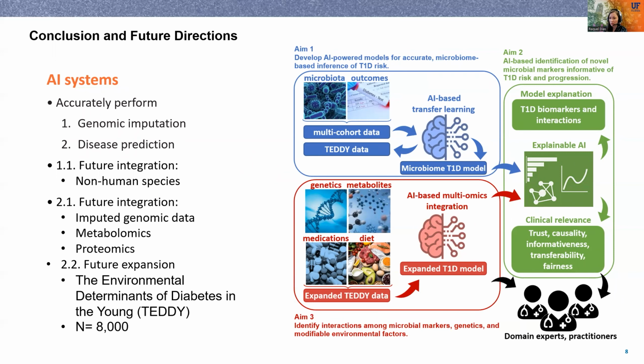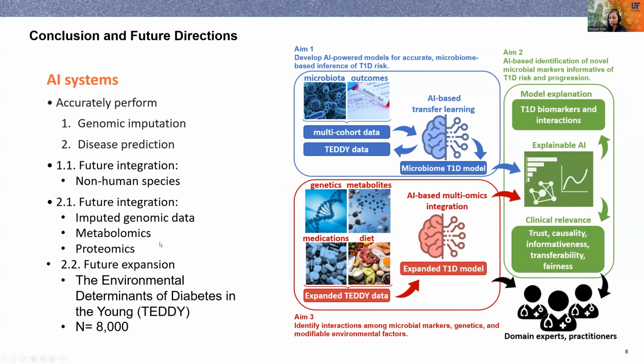There is a lot of potential to expand this to other non-human species. And for the disease prediction system, there is a lot of room for future integration. For example, we can integrate the imputed data from system 1 to boost the accuracy of our models. We can also include metabolomics, which we haven't included yet, and proteomics as well.